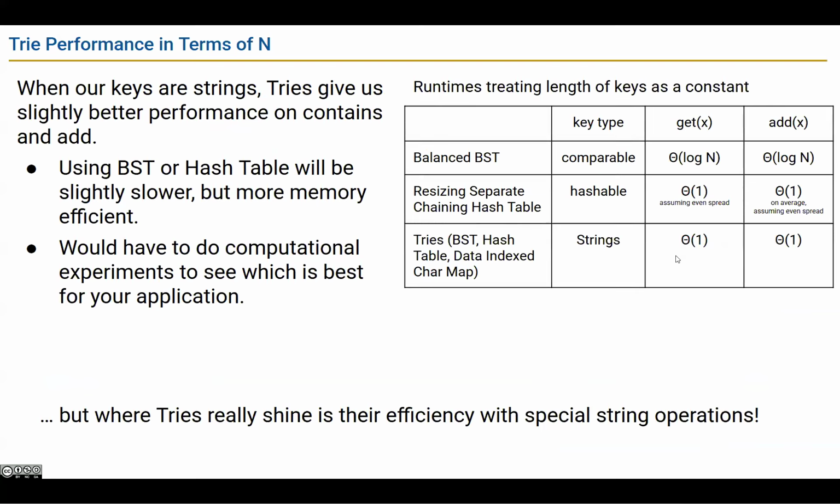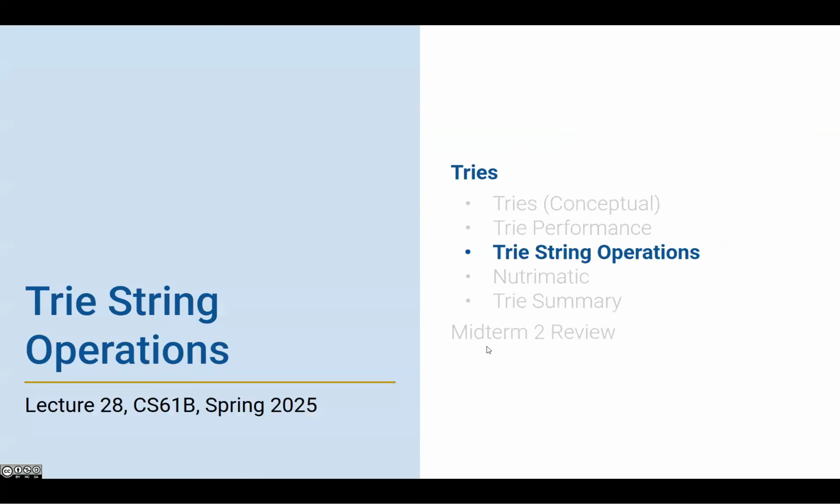So if we have keys that are strings, then tries will give us slightly better performance. It's not relying on even spread of strings anymore. It's guaranteed constant runtimes for both get and add, assuming, of course, fixed size strings. If you include the fact that strings might be arbitrary length, then you are going to have a longer trie runtime. But at the same time, hash tables are also going to be slower because hash functions take time relative to how many characters are in the string anyway. So you'll have to do some computational experiments to figure out which one's best, depending on what system you're working with. But what tries are really good at are some special operations that other string based sets can't easily do. Let's take a quick look at them.